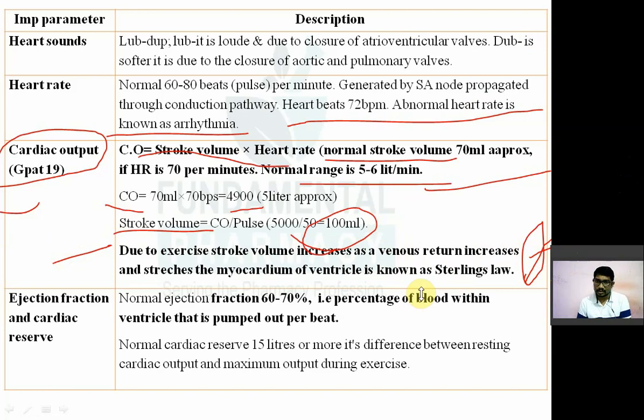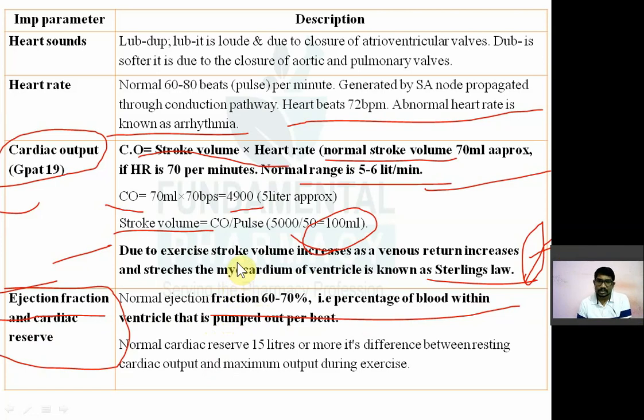Okay. What is meant by ejection fraction? What do you mean by ejection fraction or cardiac reserve? Normal ejection fraction is around 60 to 70%. Remember, it was a question again in GPAT and various exams. That is the percentage of blood within the ventricle that is pumped out per beat. So that is the ejection fraction.